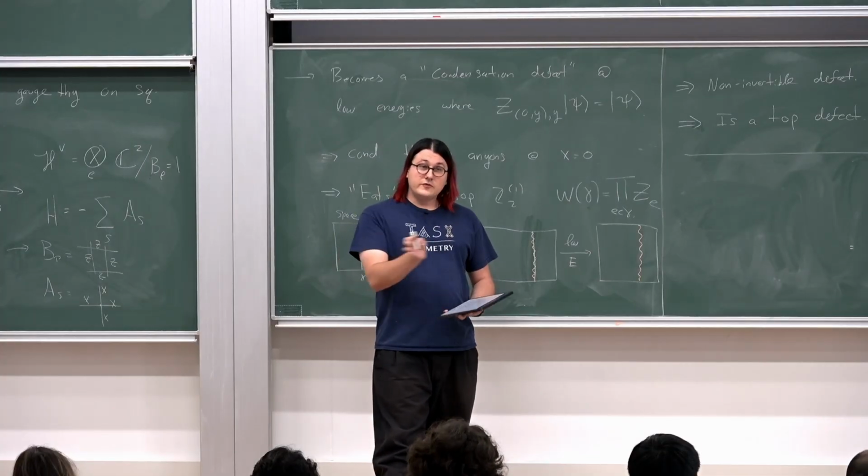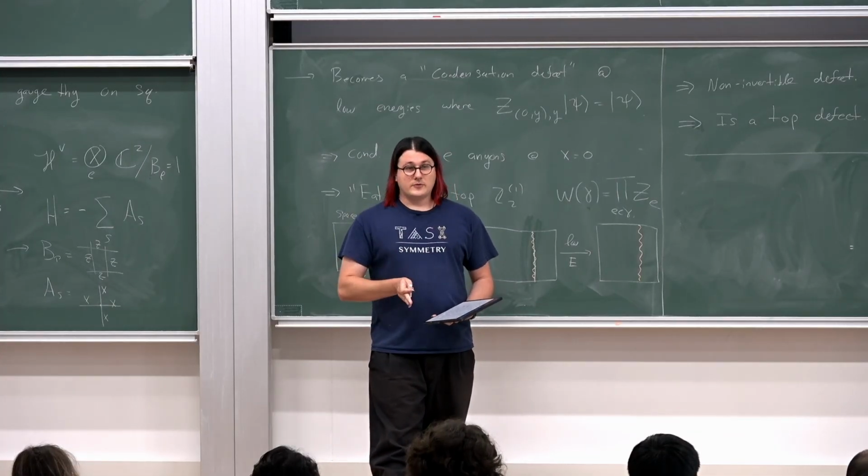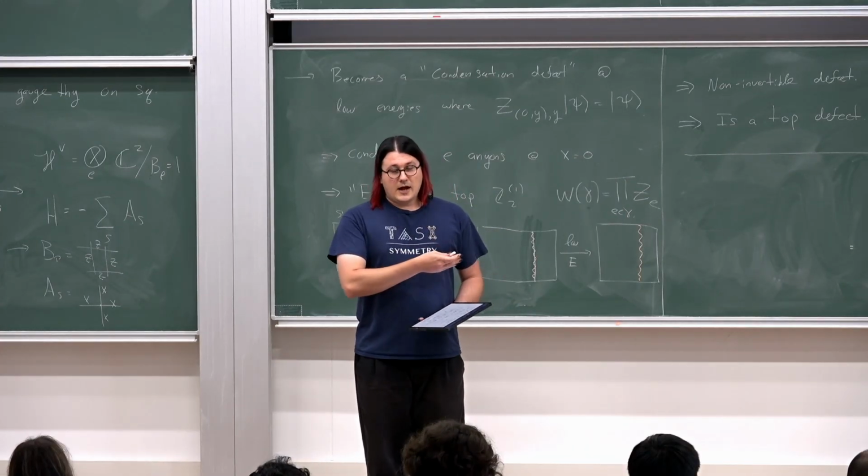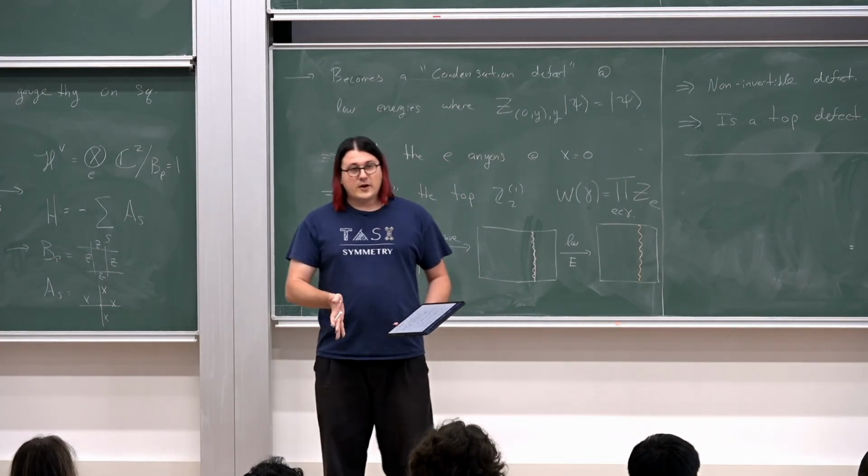The unitary operator that moves the defect should not commute with the Hamiltonian, right? So what is the defect? The defect's a modification of the Hamiltonian. I should be able to say, oh, the defect is right here when I look at the Hamiltonian.